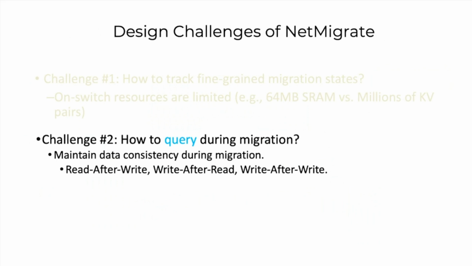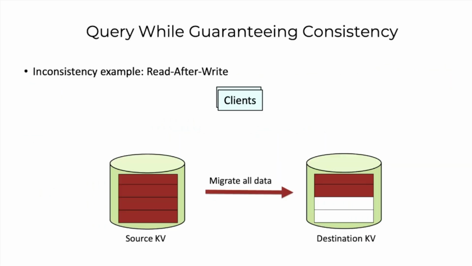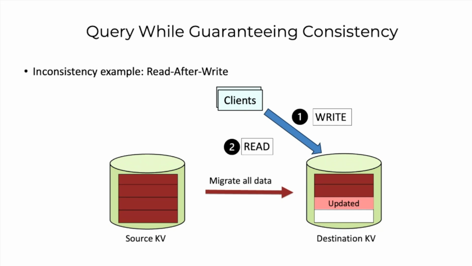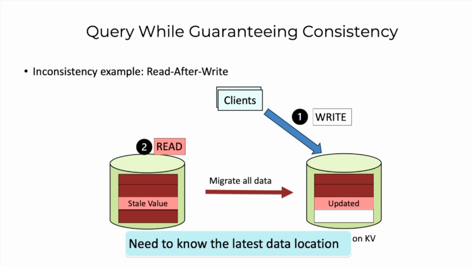So based on tracking the fine-grained migration states, how can we query during the migration while maintaining strong data consistency? Let's look at an inconsistent example. If the switch decides a write request is routed to the destination, and then the following read request is routed to the destination, it can access the latest value. However, if the switch decides this read is routed to the source, it will access the stale value, and thus the result is inconsistent. So here, the key is to know where the latest data is.